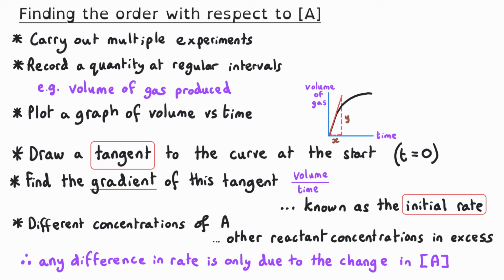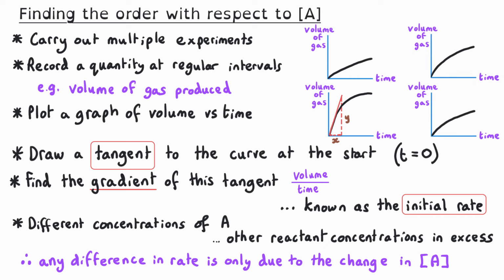And you would do this 4 or 5 times for 4 or 5 different concentrations of A, and you would plot the graph of volume of gas against time each time, and you would plot a tangent at time equals 0 for each of these graphs, work out the gradient of that tangent, and this would give you the rate of reaction for each different concentration of reactant A.